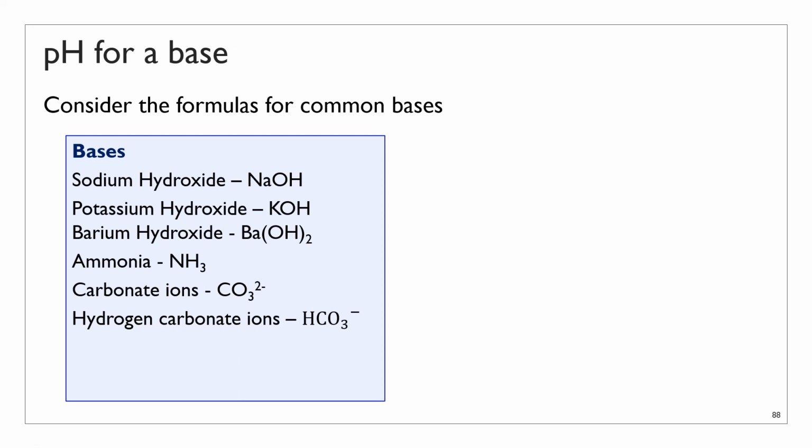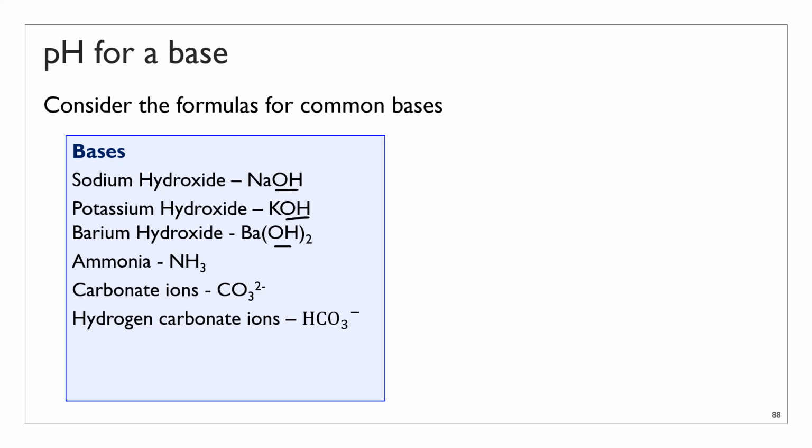And I just have the formulas for common bases here. So we have sodium hydroxide, potassium hydroxide, barium hydroxide. So there's a theme here. But there's some other bases that do not contain the hydroxide ions, and we're not going to concern ourselves with how to calculate the pH for those bases this year, or ever really. So we're just going to focus on the hydroxide based bases.